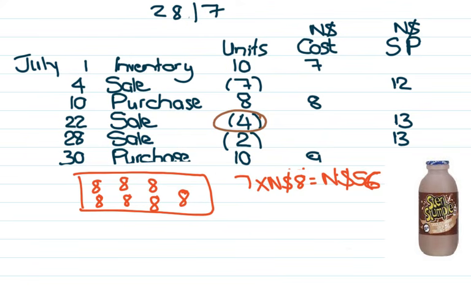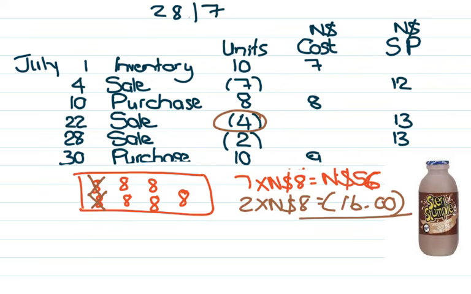So now we are on the 28th. And on the 28th, we are selling 2 more units. We only have these units left, so now it's becoming easier. So I'm selling 2. What do I have left? So it's 2 times 8 that I'm selling, and that equals $16. All right, so what do I have left? Now I have $40 left.